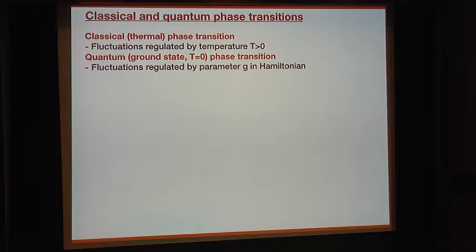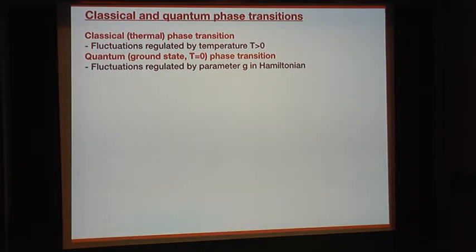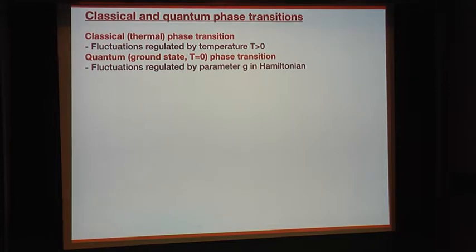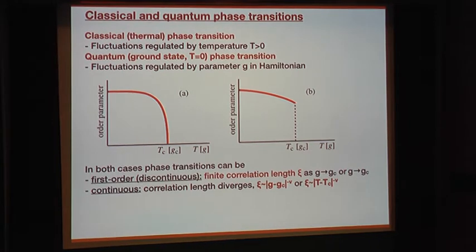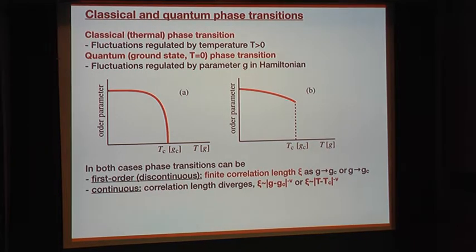As I mentioned already, we could have transitions driven by thermal fluctuations, even in quantum systems and in classical systems. Of course, thermal fluctuations are always what's driving the transition in classical systems. If we are at 0 temperature, we can regulate the amount of quantum fluctuations by some parameter in the Hamiltonian. If we just look at the order parameter in the two cases, it looks quite similar. We plot it as a function of temperature or as a function of that parameter, whatever it is in the Hamiltonian.